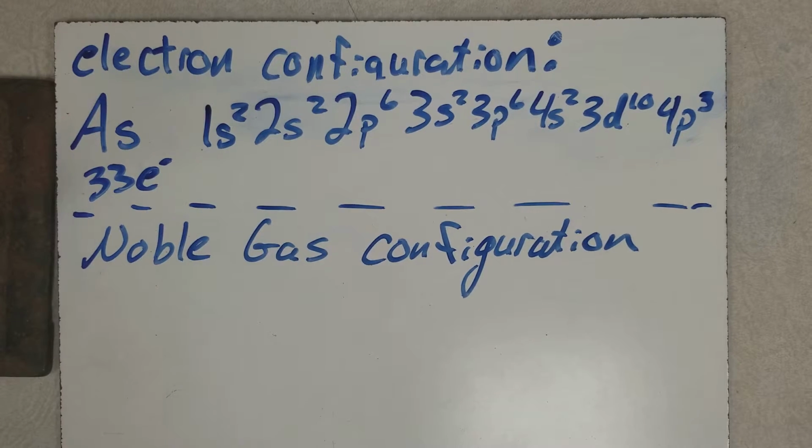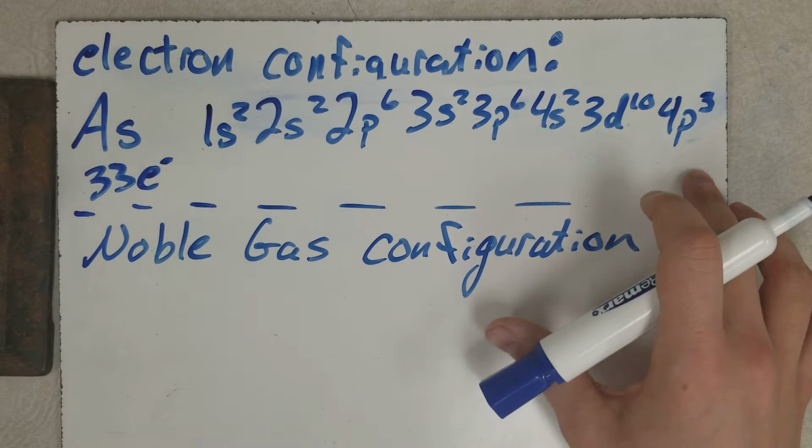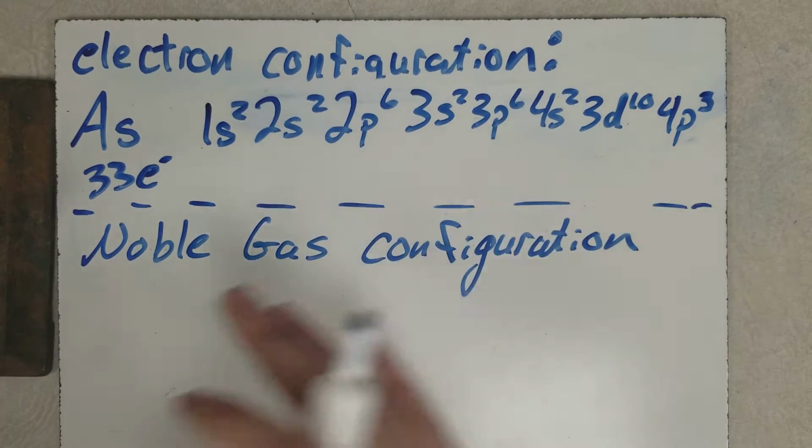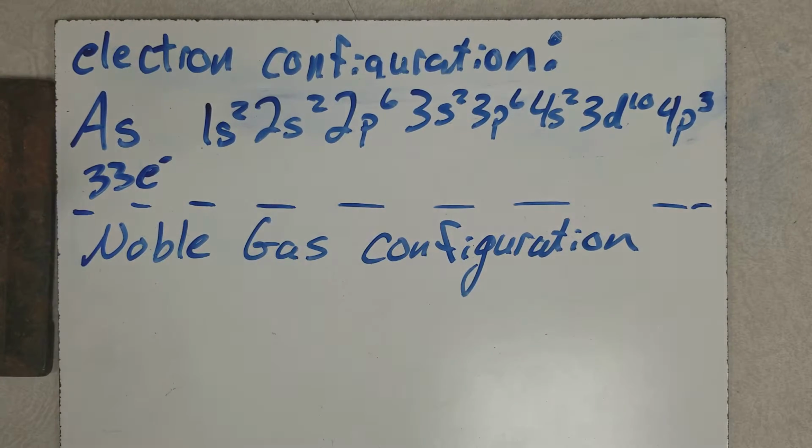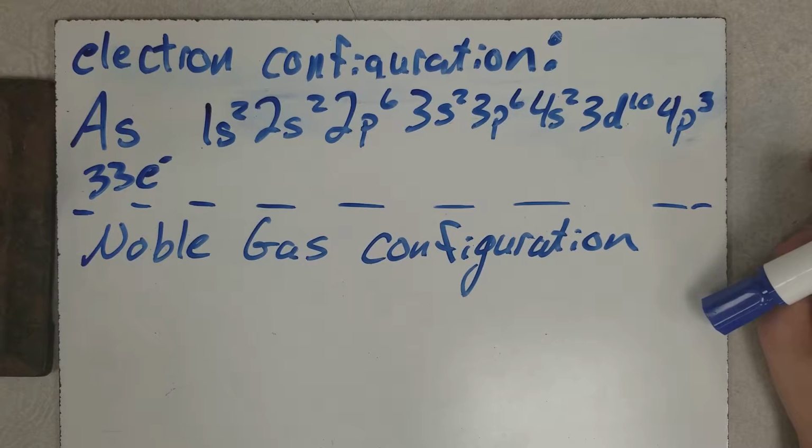The noble gas configuration is just a way to abbreviate this so we don't have to write out a good chunk of it every single time we write out the electron configuration. We're actually going to cut out all of the extra stuff and only leave behind the important stuff, which is all of the information that tells us about the highest energy orbital and the outermost electrons.